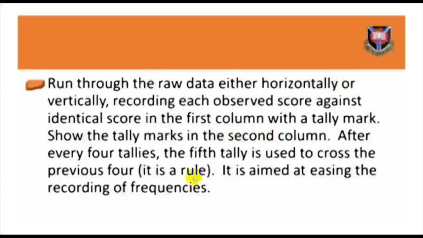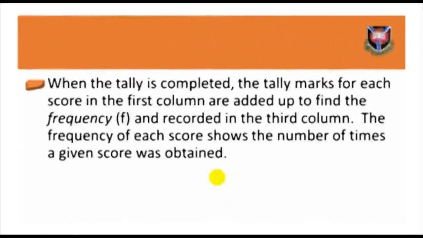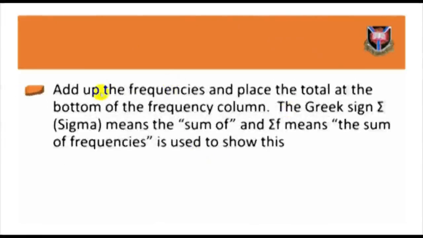To prepare a frequency distribution, step 1, make 3 columns. Step 2, list the heights in order of size in the first column, the tally in the second column, and the frequency in the third column.